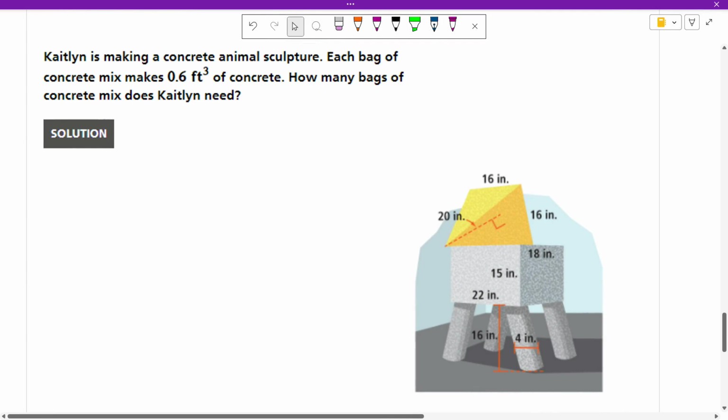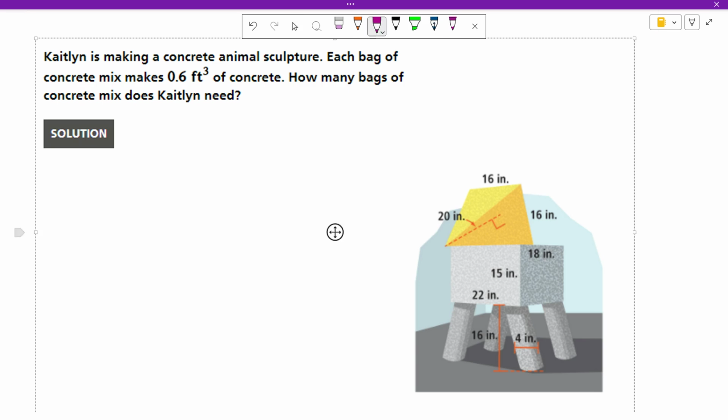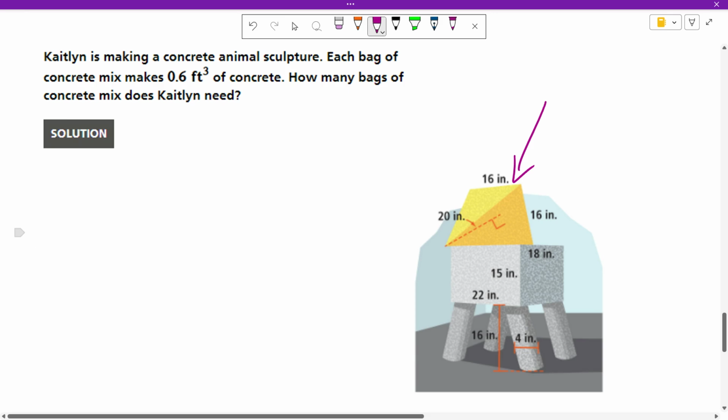Caitlin is making a concrete animal sculpture. Each bag of concrete makes 0.6 cubic feet of concrete. How many bags of concrete does Caitlin need to make that dog or whatever that thing is? Okay. Well, we got to find the volume of each part. What shape is the yellow thing? Pyramid.